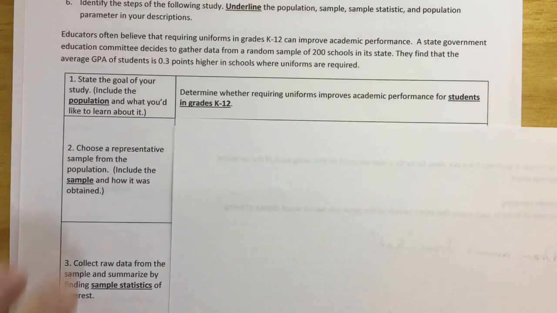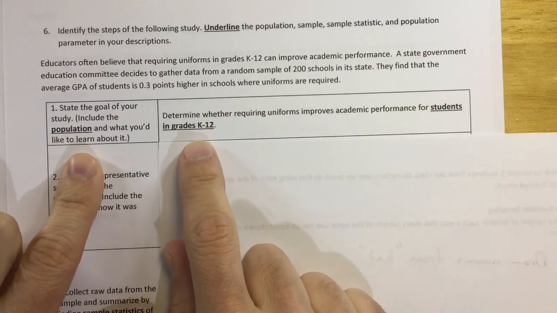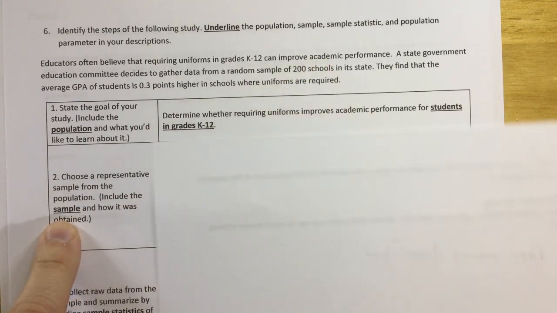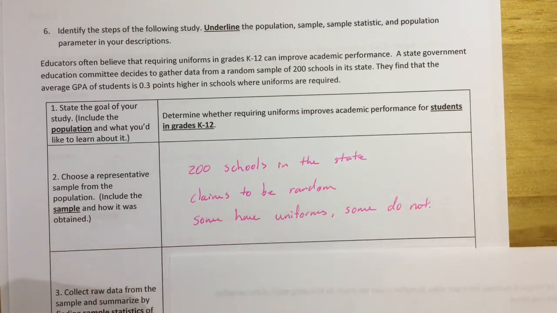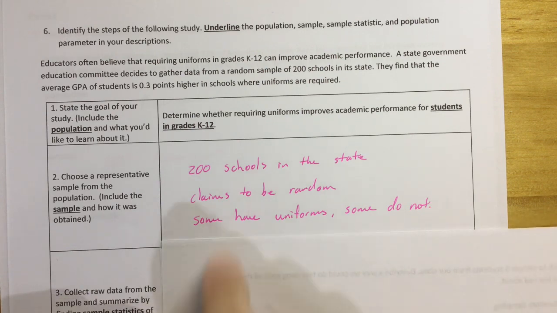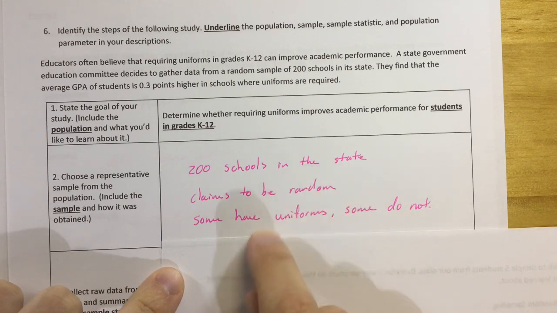Okay, let's see, your population is going to be all students in grades K through 12. Can't sample them all, so we choose a sample. The sample that we're going to use is 200 randomly selected schools within states, sorry about that. So we're going to choose 200 schools in the state, supposedly by random, it claims it's random here.